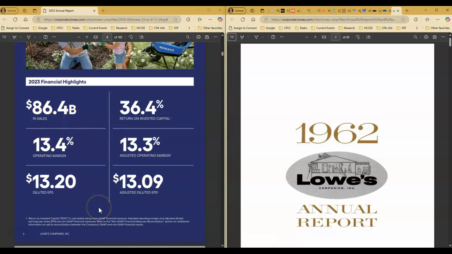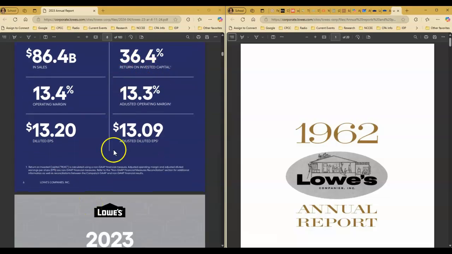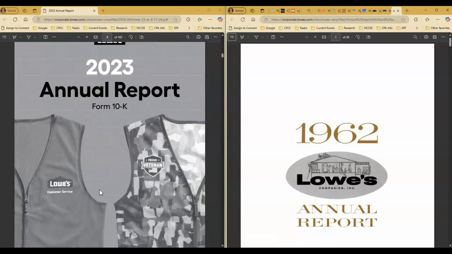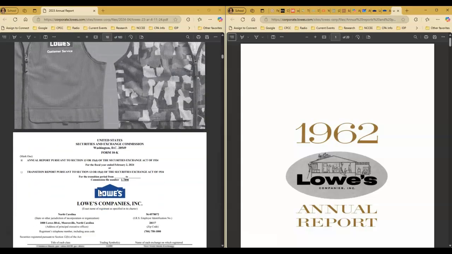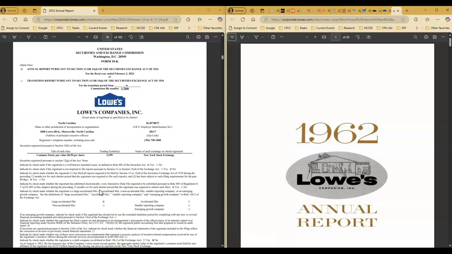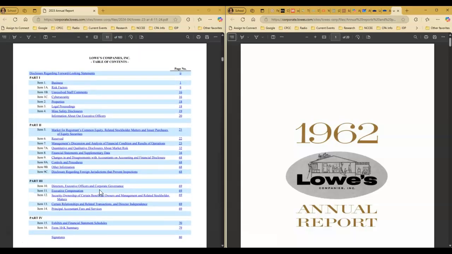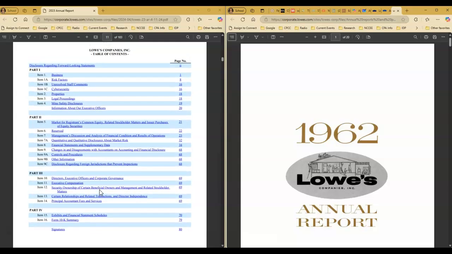Pretty cool. Operating margin, 13.4%. Diluted earnings per share. Okay. Return on invested capital, 36%. That's pretty good. Okay, here's our Form 10K. Again, that is a report that goes to the Securities and Exchange Commission. Okay. And then we get this list right here of the table of contents. So I want you to look at this table of contents here.